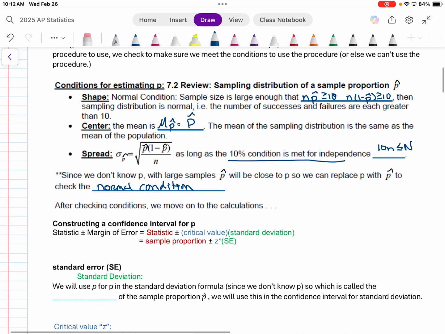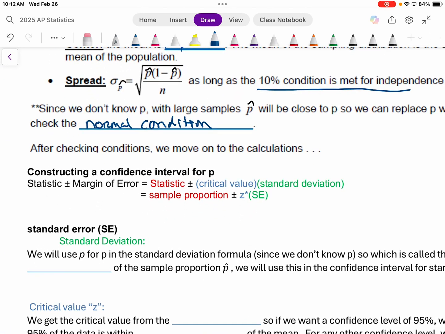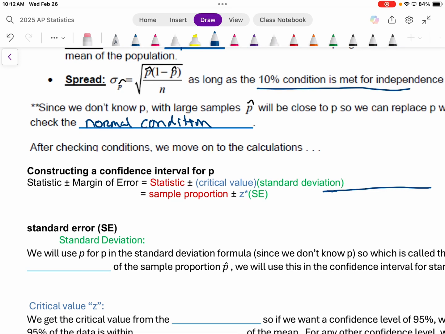Now, how do we create the confidence interval? This is on the study guide or the formula guide for the AP test. So our statistic, in our case, is p hat, plus or minus the critical value, which is our z star. We're going to find the z score that's associated with it, and we're going to work on finding that today. And then the standard deviation, which is also known as the standard error. That's the square root part.